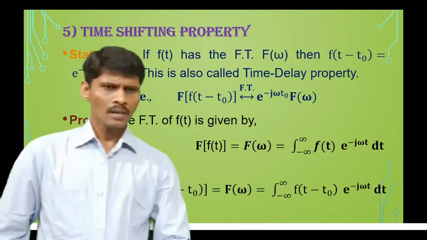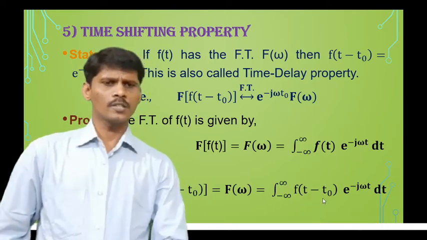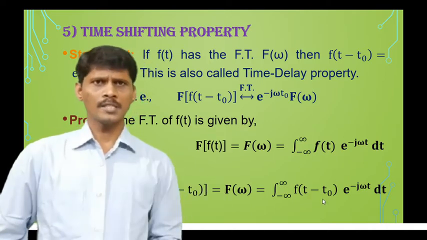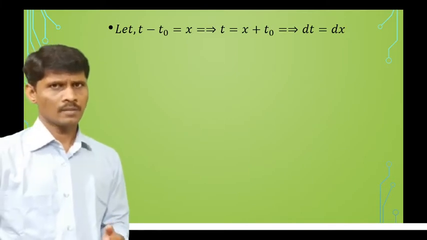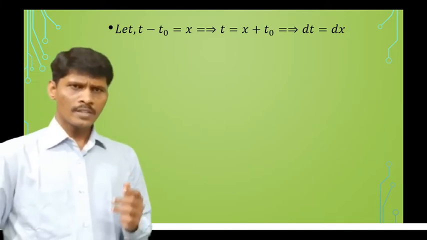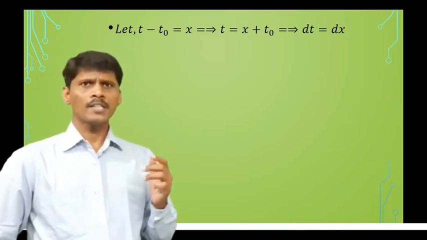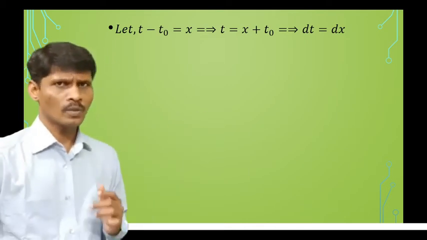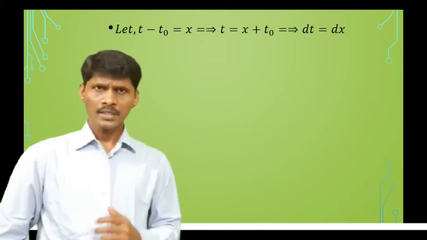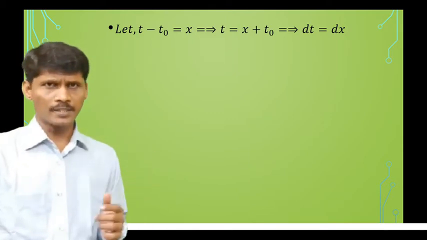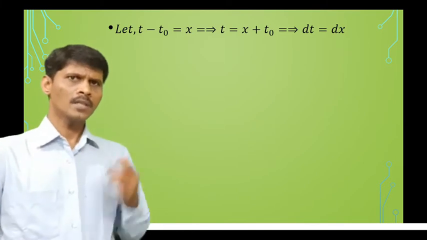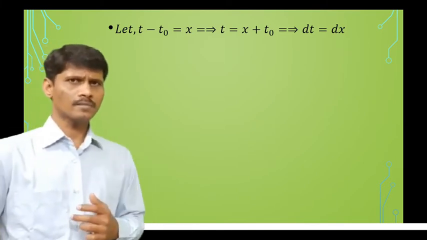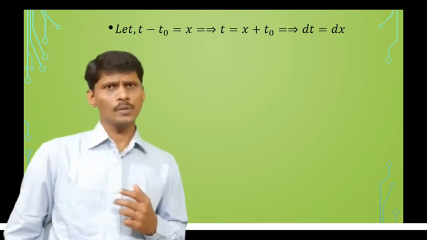Let us consider another variable: t minus t naught is equal to x. Then t is equal to x plus t naught, since minus t naught goes to the right-hand side as plus t naught, where t naught is a constant. Differentiating, dt is equal to dx.